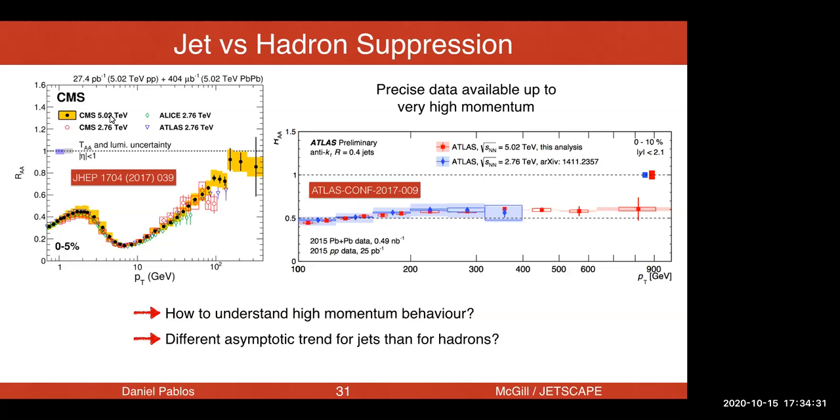So seeing that you have a ratio smaller than 1 means that you have a suppression. So there's a shift in the spectrum because these objects are losing energy. So how do we understand the high momentum behavior, which is the regime in which jet quenching applies? This soft part is more completely dominated by hydro. And why do we have a different asymptotic trend for jets than for hadrons?